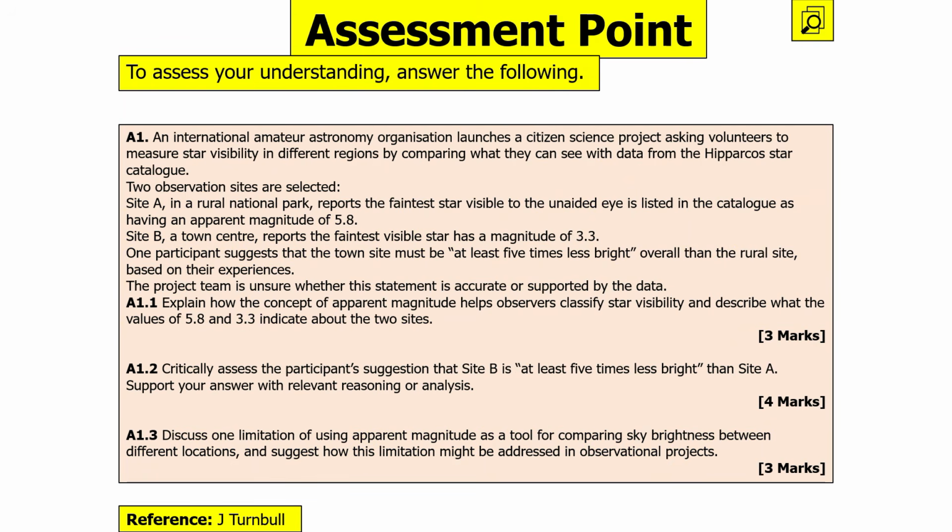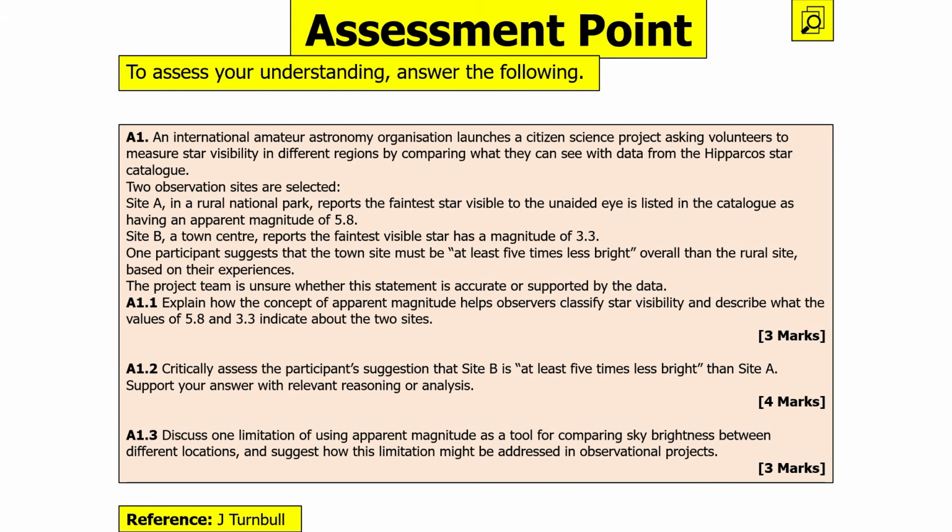An international amateur astronomy organisation launches a citizen science project asking volunteers to measure star visibility at different distances by comparing what they can see with data from the Hipparcos star catalogue. Two observation sites are selected. Site A, in a rural national park, reports the faintest star visible to the unaided eye is listed in the catalogue as having an apparent magnitude of 5.8. Site B, a town centre, reports the faintest visible star has a magnitude of 3.3.